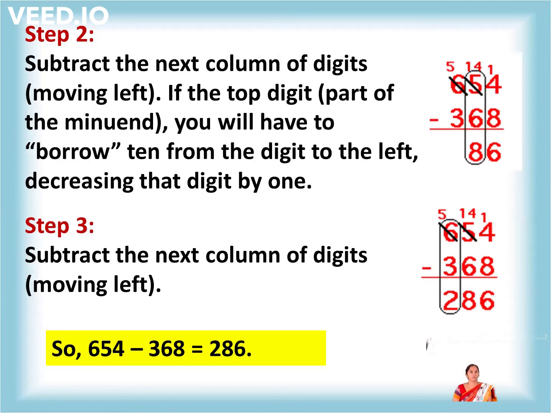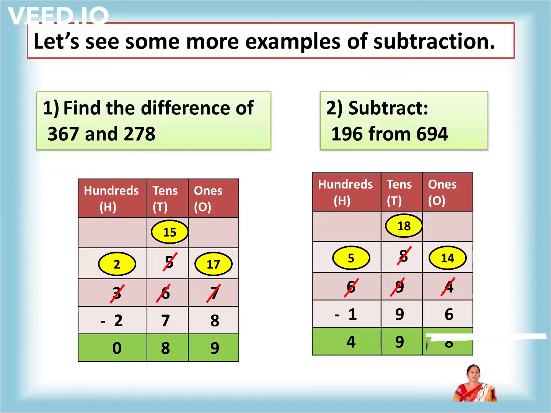If the top digit, part of the minuend, is smaller, you will have to borrow 10 from the digit to the left, decreasing that digit by 1. Step number 3, subtract the next column of digits, moving to the left. So finally we get the difference: 654 minus 368 makes the difference 286. So some examples are here.